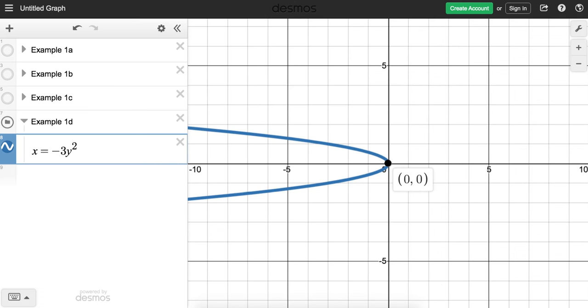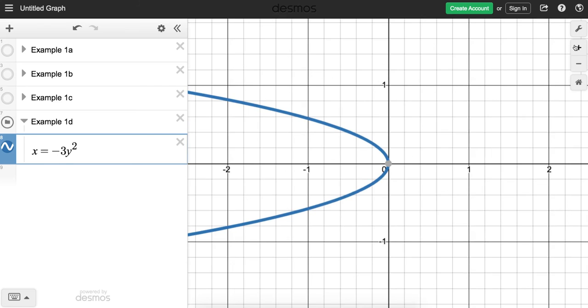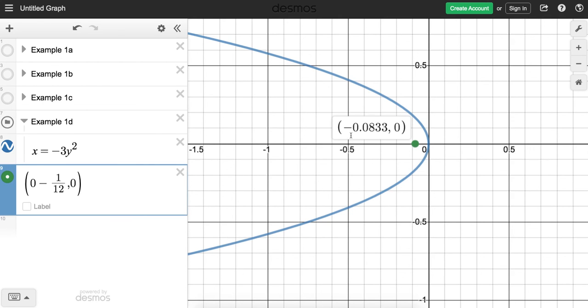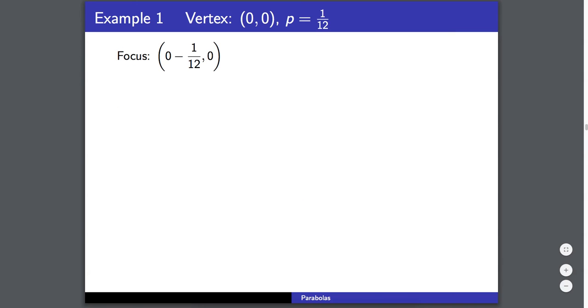So our focus point, remember, is always inside of our parabola. For our focus point, we want to take this vertex, and we want to go 1/12 of a unit to the left, which means we want to start with our vertex at (0, 0). And if we're going 1/12 of a unit to the left, we want to subtract 1/12 from our x-coordinate of our vertex. So here's our focus point, this is (-1/12, 0). So focus point, (-1/12, 0).